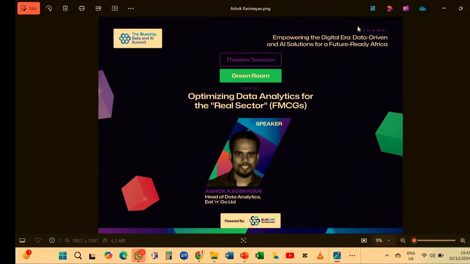Please do also find your seats. If you're not attending the session, please go to the other hall so you can get a seat, because once it's filled to capacity, you most likely stand. So if you're not attending the session on optimizing data analytics, please find your way to other halls so that you can get good seats.